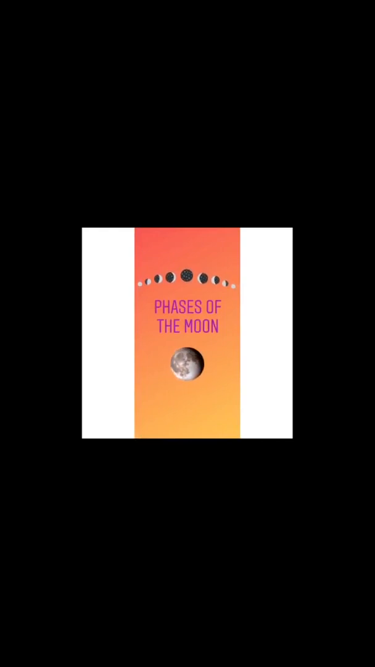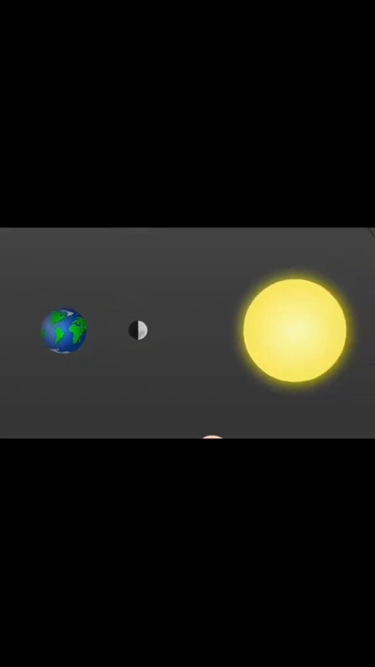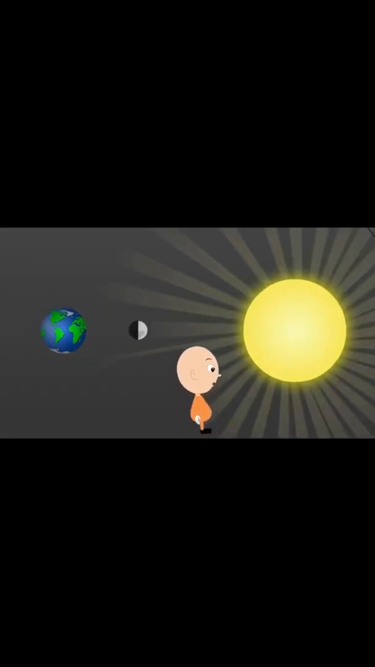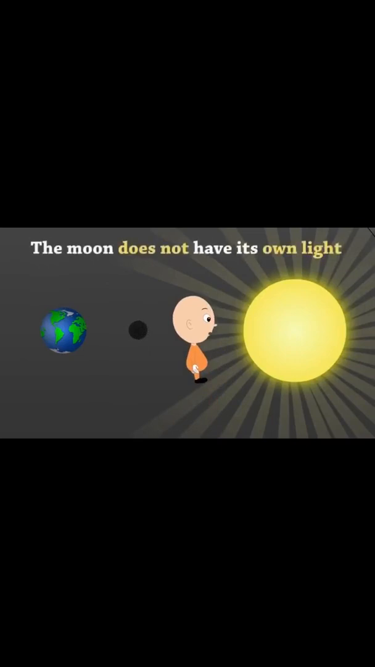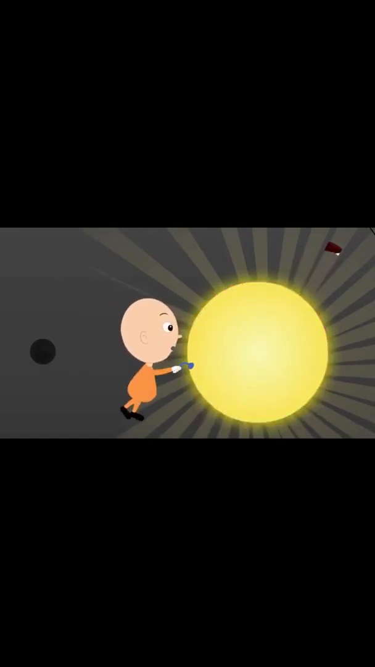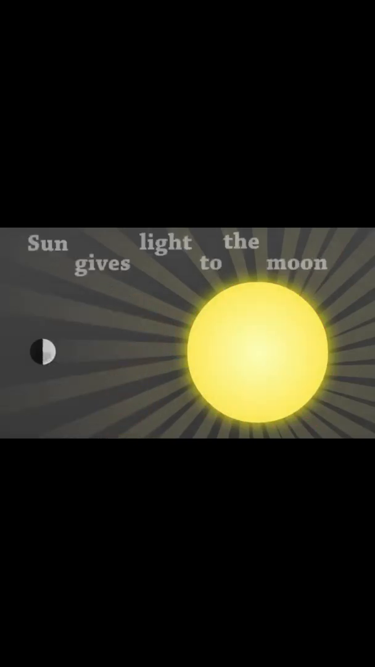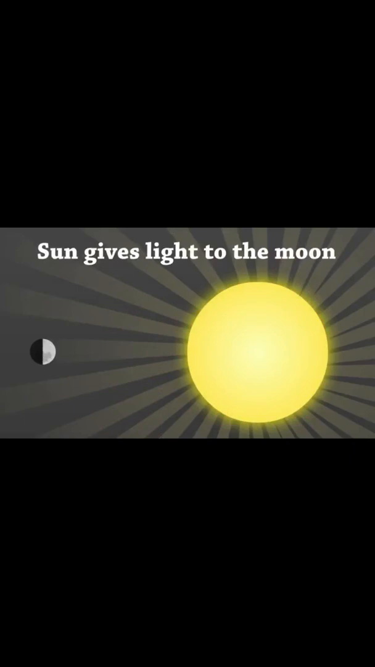Children, now we are going to see the phases of moon through one video. Around the Earth in a fixed orbit. The moon does not have its own light. Sun gives light to the moon.